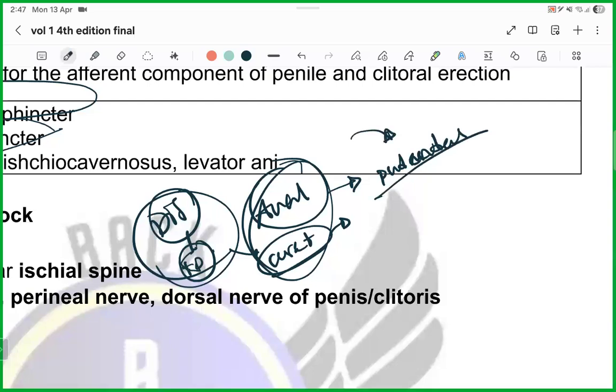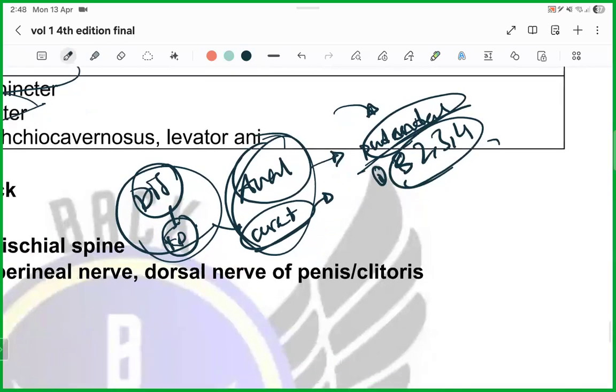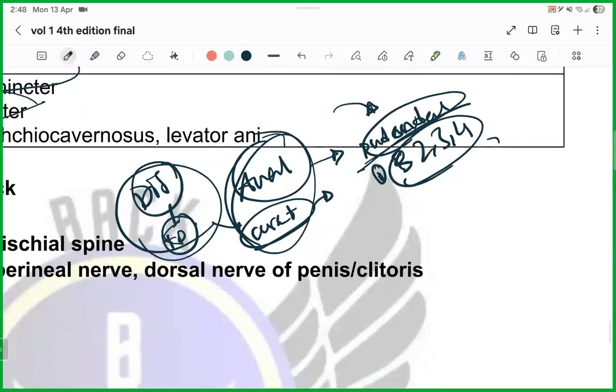Sometimes they will ask, a person is having anal incontinence, what's the nerve involved? Pudendal nerve. Second question, a person is having anal incontinence, what are the nerve roots involved? Sacral 2, 3, 4. Okay. So these are the motor supply of this area. So any incontinence is always pudendal nerve. And remember, it causes stress incontinence.